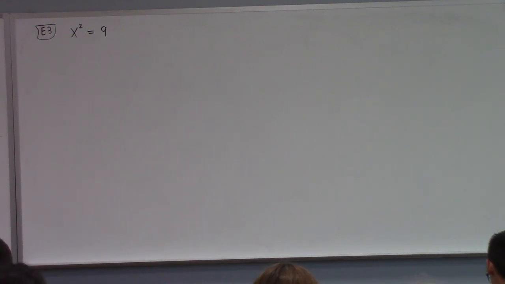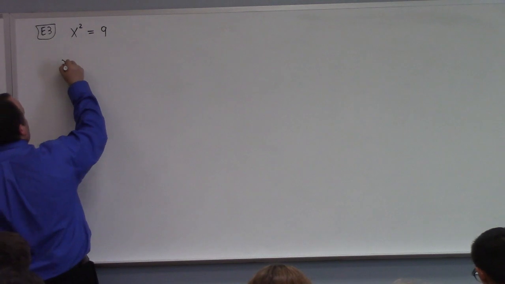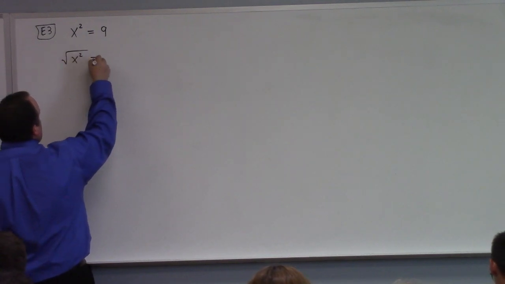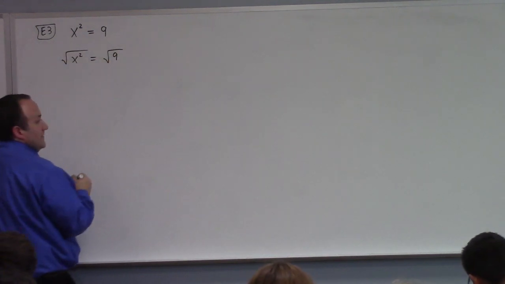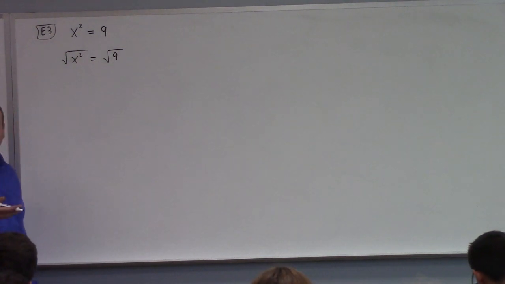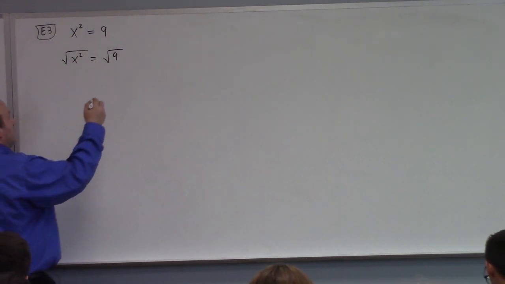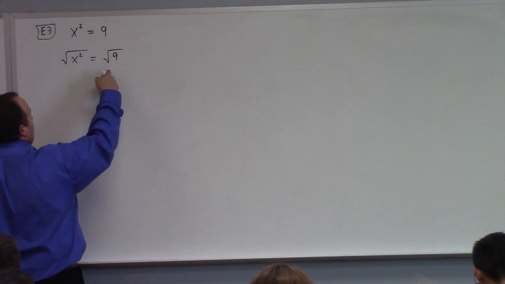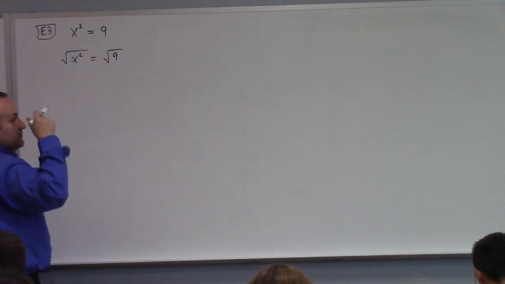So let's try this out. We take the square root of both sides, right? So specifically, that's the square root of x squared equals the square root of 9. Now the square root of 9 is 3, right? Oh, take the square root on both sides. That's right, take the square root on both sides. That's something we can do.